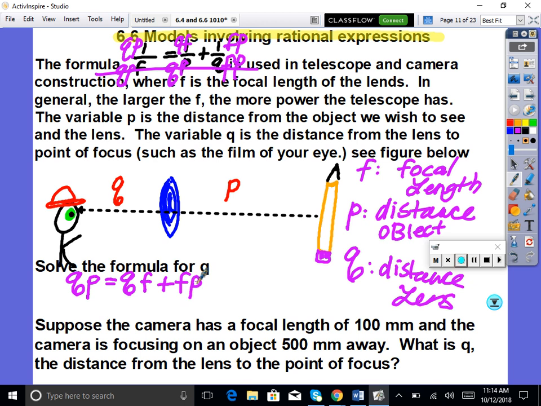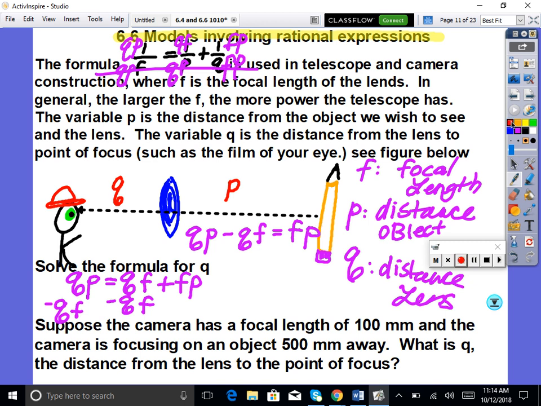Now, we're trying to get Q alone. Isn't there 2 Qs? Well, if you can remember from Sec 3, anytime we're solving and we have 2 of the variable, you need to get all of that on one side and everything else on the other side. So I'm going to bring QF over, subtract QF. So now I have this. QP minus QF equals FP, right?